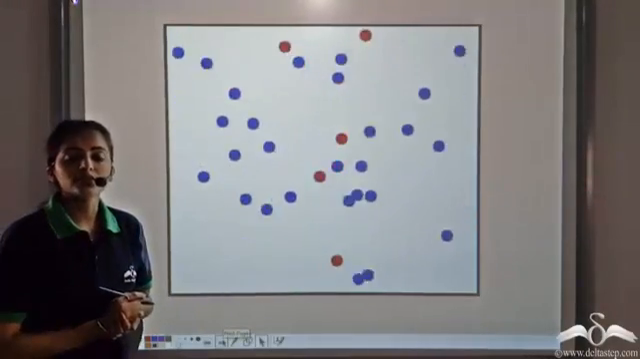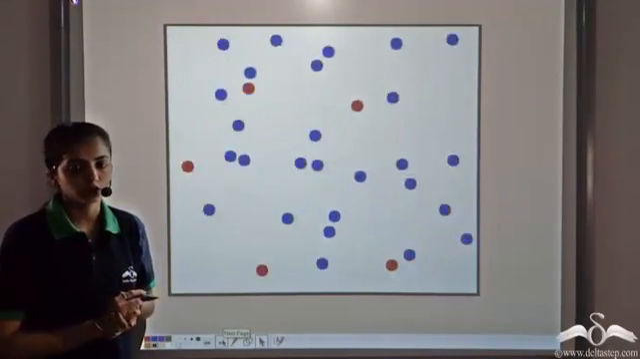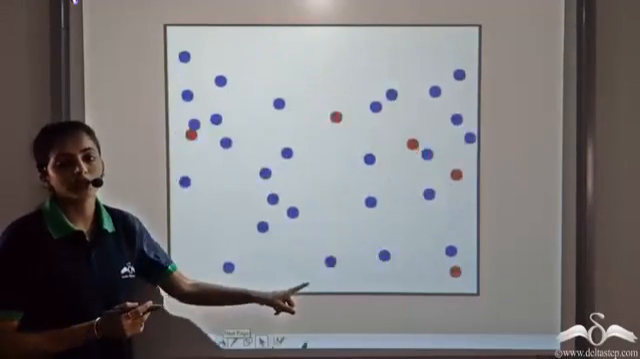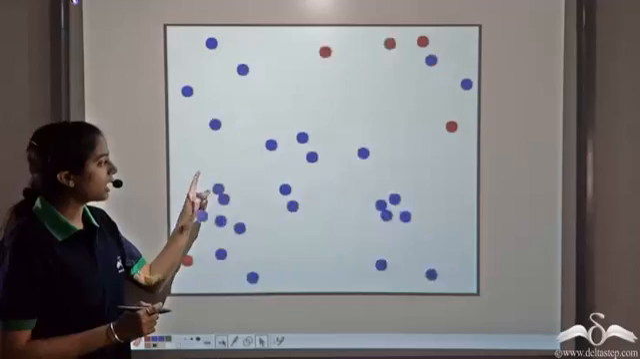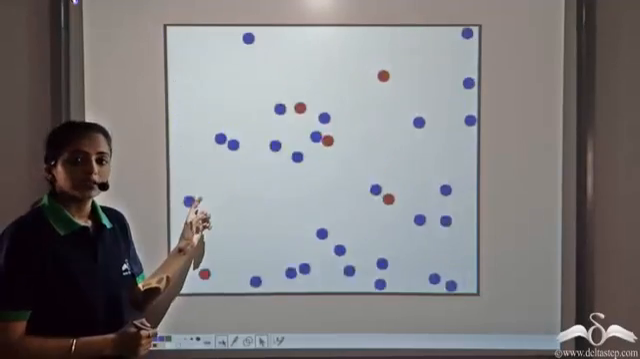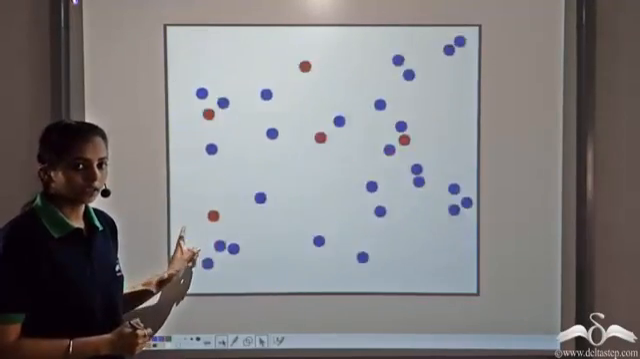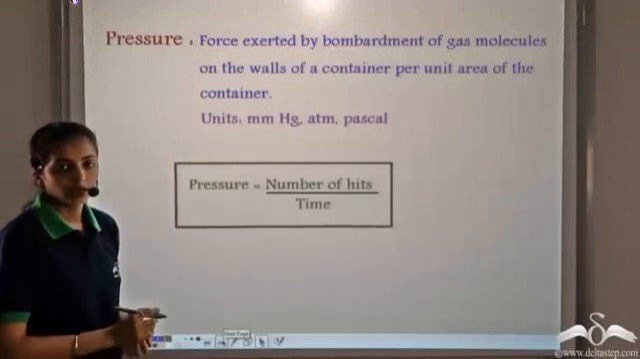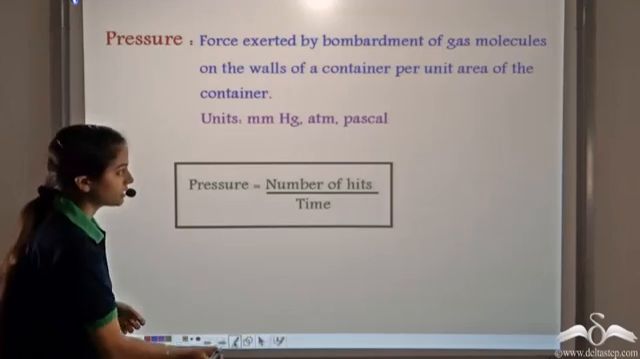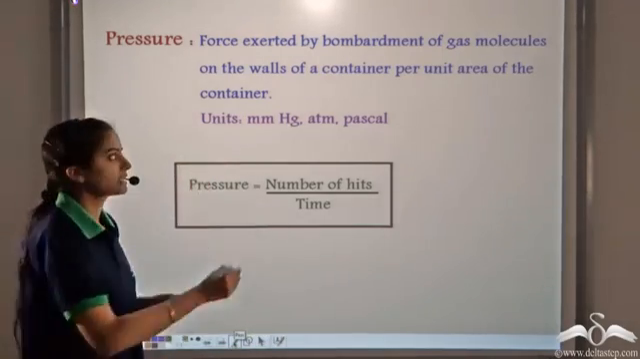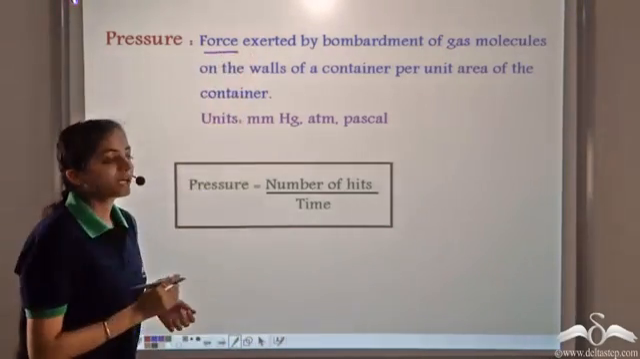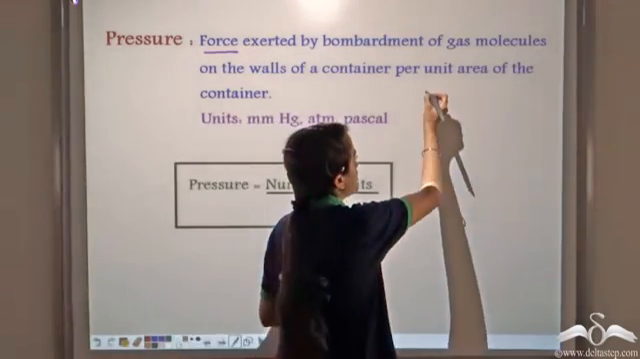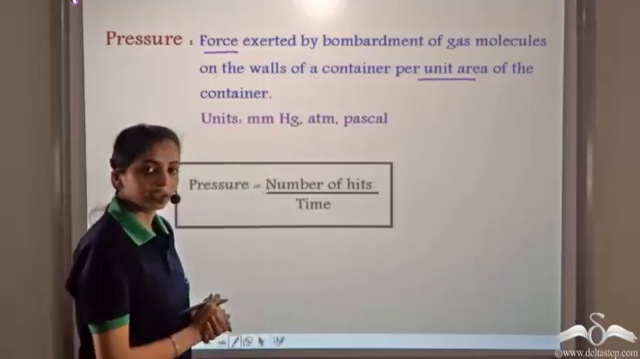The particles of gases are always in a state of constant motion. As they are moving, they collide with one another and with the walls of the container in which they are enclosed. As they collide with the walls, they exert force on the walls of the container, and this force per unit area is known as pressure. So the pressure of a gas is defined as the force exerted by the bombardment of gas molecules on the walls of a container per unit area of the container.